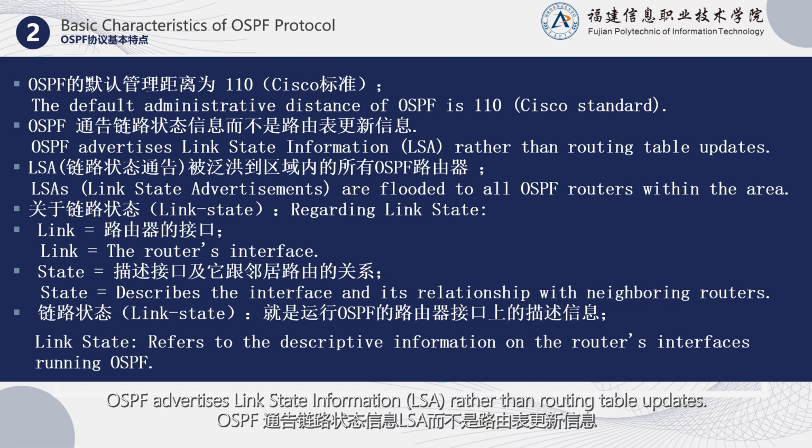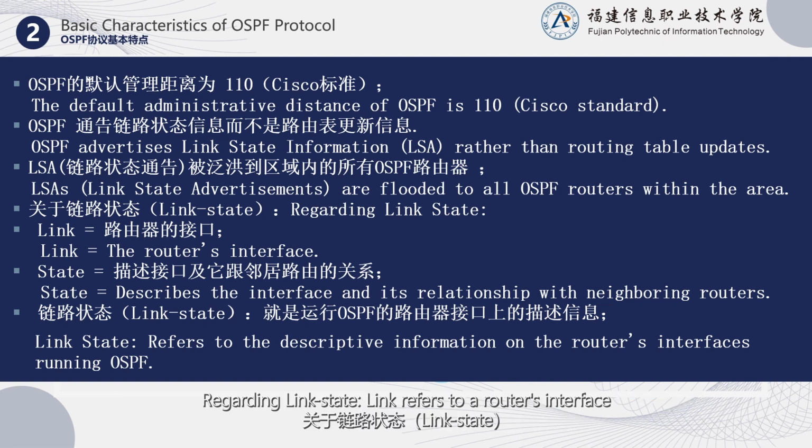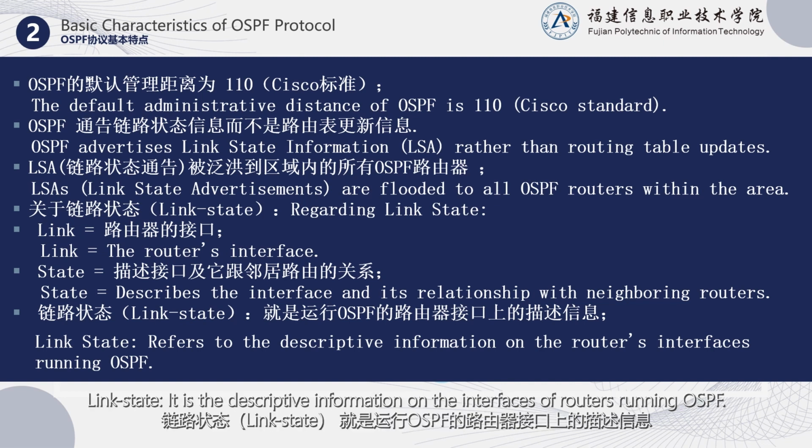OSPF advertises link state information, LSA, rather than routing table updates. LSAs, link state advertisements, are flooded to all OSPF routers within the area. Regarding link state, link refers to a router's interface, and state describes the interface and its relationship with neighboring routers. Link state is the descriptive information on the interfaces of routers running OSPF.